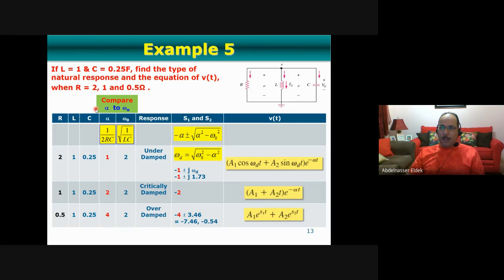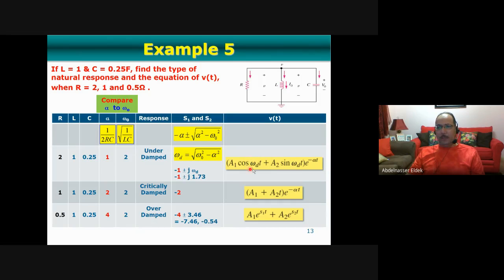Then you compare alpha with omega. If alpha is less than omega, it is underdamped. If they are equal, critically damped. If alpha is more than omega, it is overdamped. And depending on what kind of response you have, you have the equation. If it is underdamped, this is the equation.